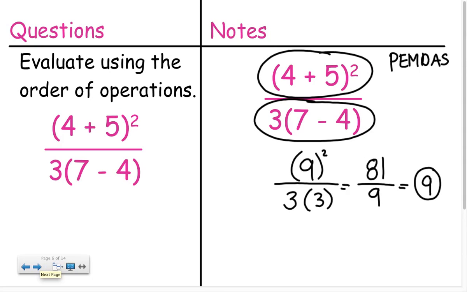So those are the only problems where I work them out so that it doesn't end up being a pizza or an ice cream cone. I simplify the top, I simplify the bottom, and last I divide. So I take PEMDAS on the top, PEMDAS on the bottom, and then divide last.